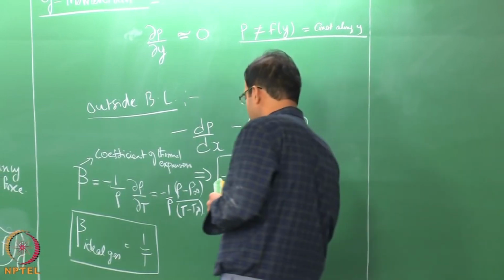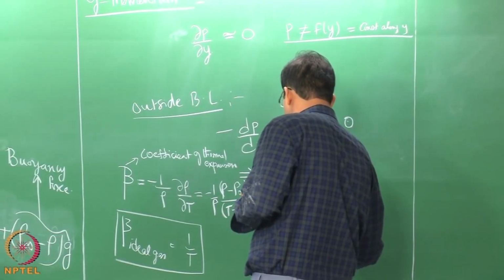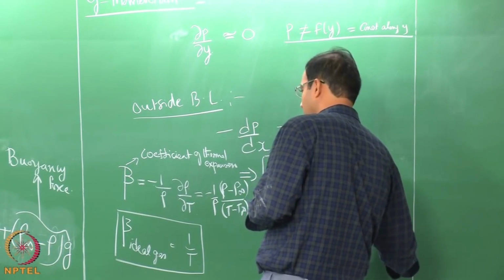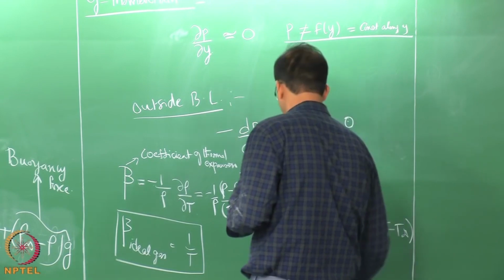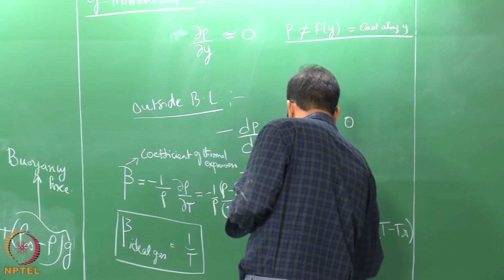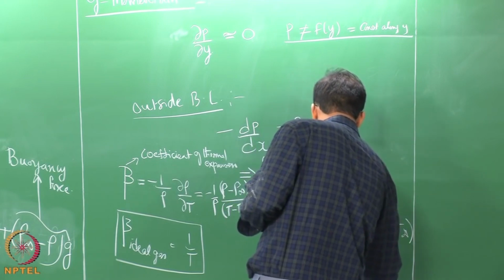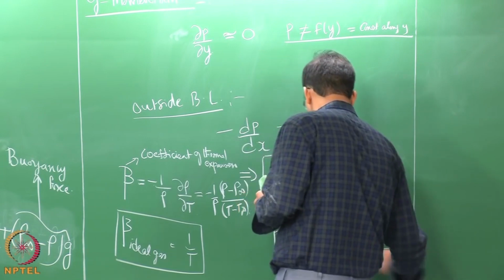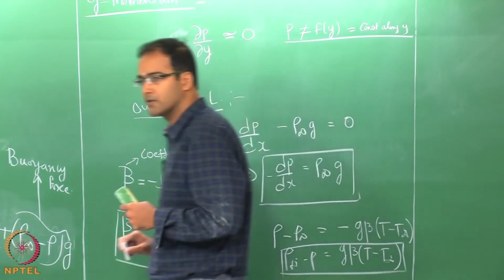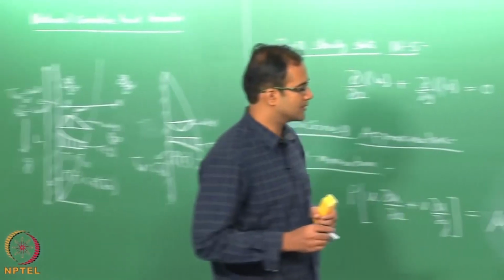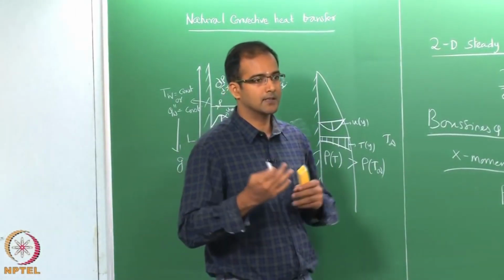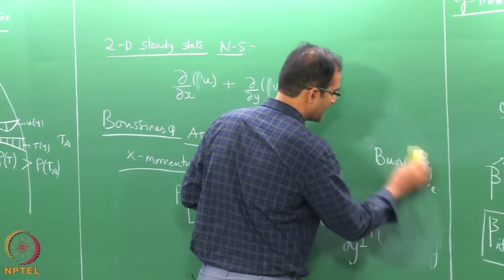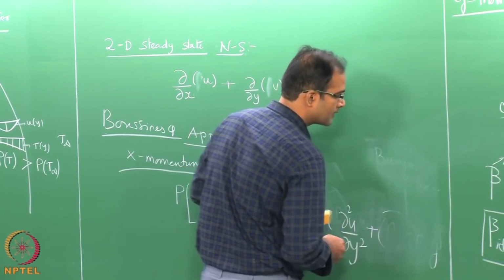So, therefore, what do you get? Rho minus rho infinity is equal to minus rho beta into T minus T infinity, or rho infinity minus rho is equal to rho beta into T minus T infinity. So, this is basically the relation between the buoyancy force and the driving potential, which is the temperature difference.